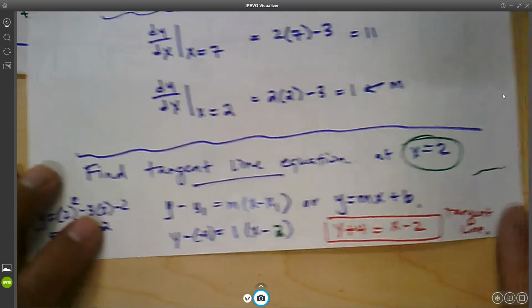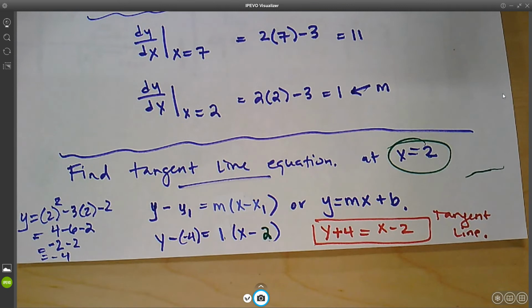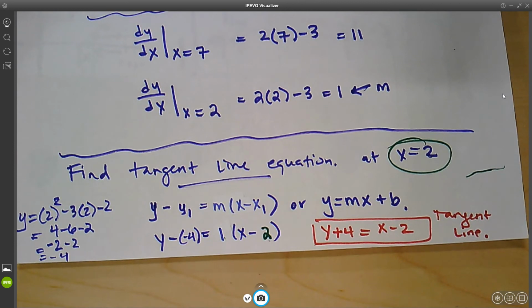Okay, so that's just taking it one step further. The derivative finds the slope. If they want a line equation, then I will use the x that matches with the slope and the y that matches with the x. Okay, let's do a couple more that look like that.